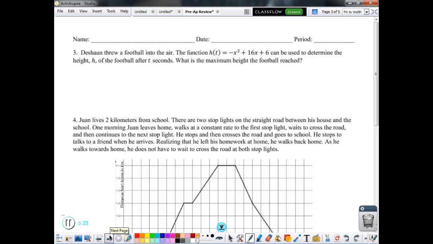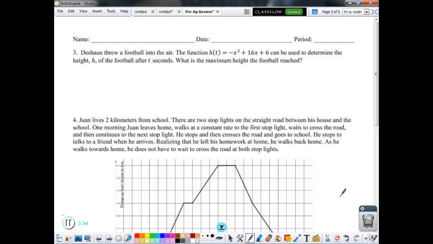All right, Deshaun threw a football into the air. The function h of t equals, wow, I screwed that up. Those should be t's, not x's. H of t equals negative t squared plus 16t plus 6 can be used to determine the height h of the football after t seconds. What is the maximum height the football reached? Okay, so this is a quadratic function, right? And whenever you see the word maximum, what does that have to deal with? What is it called? The vertex, right?